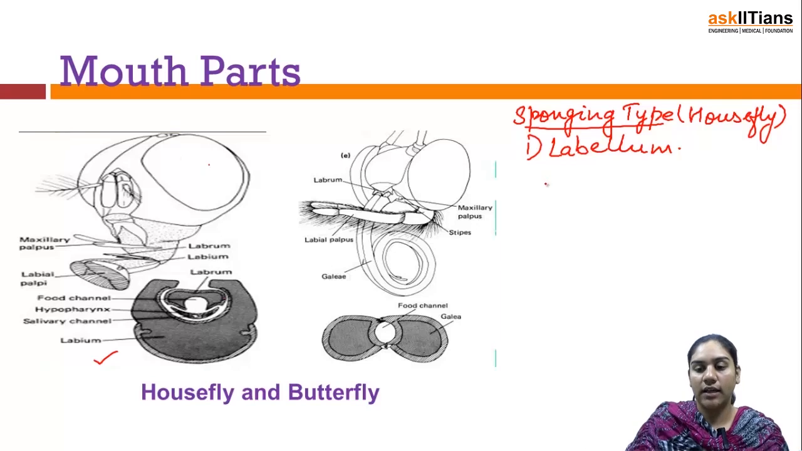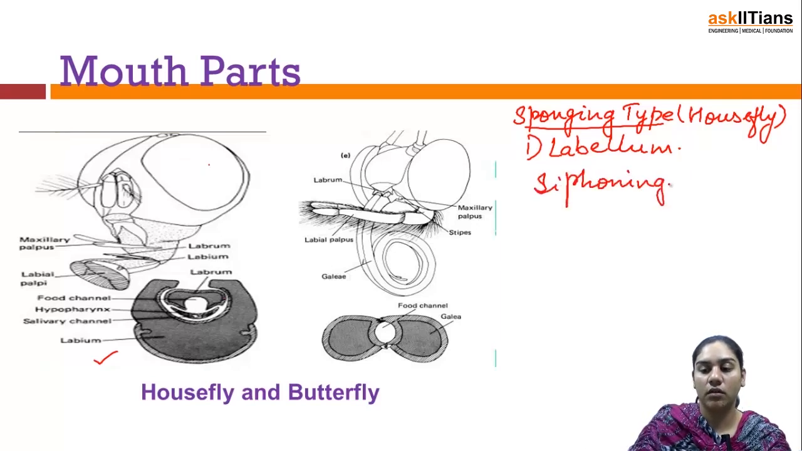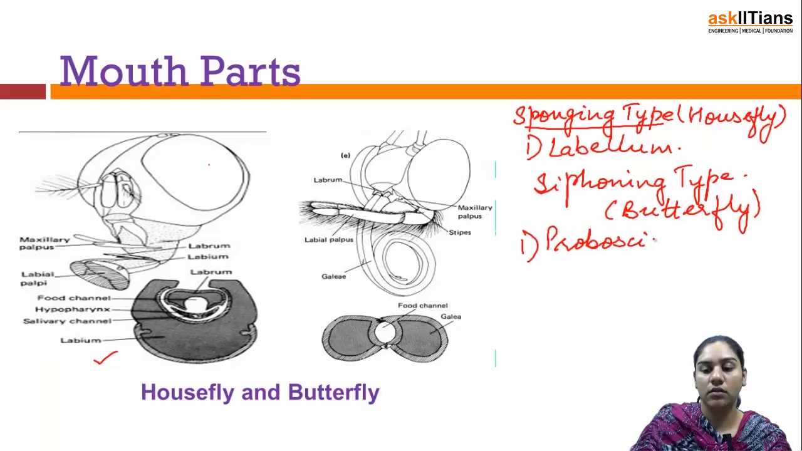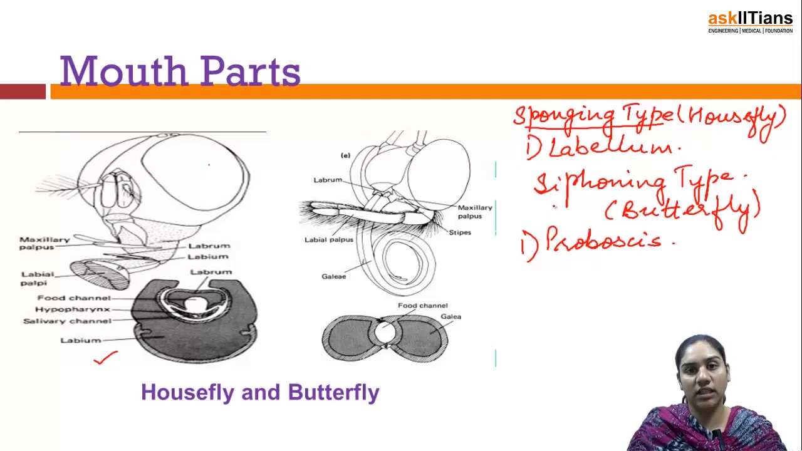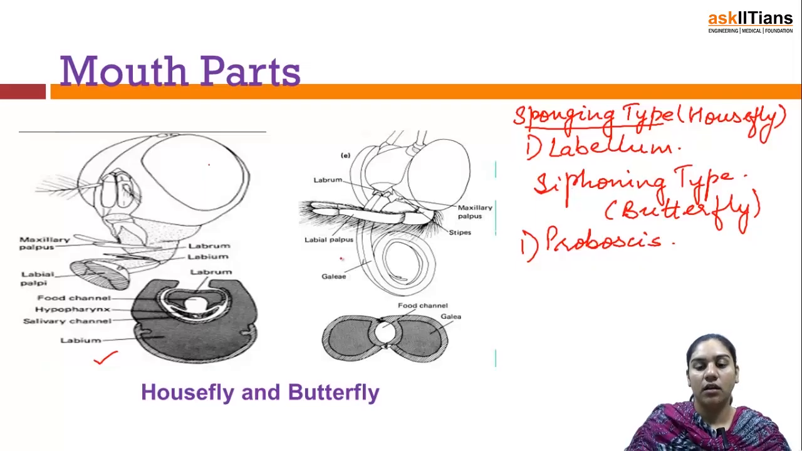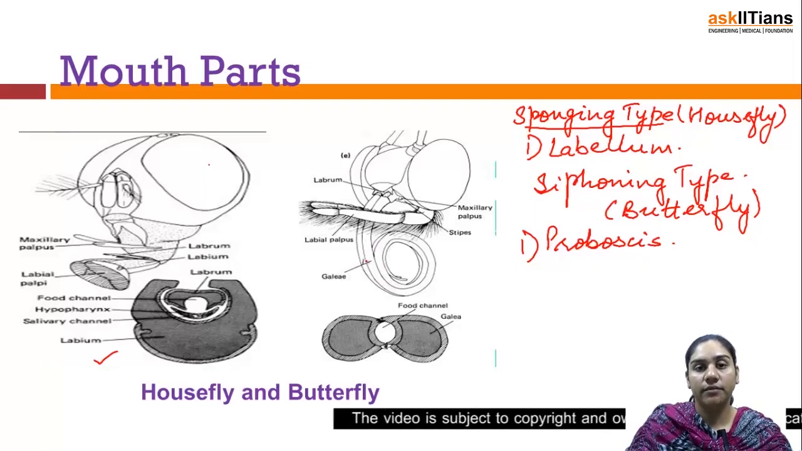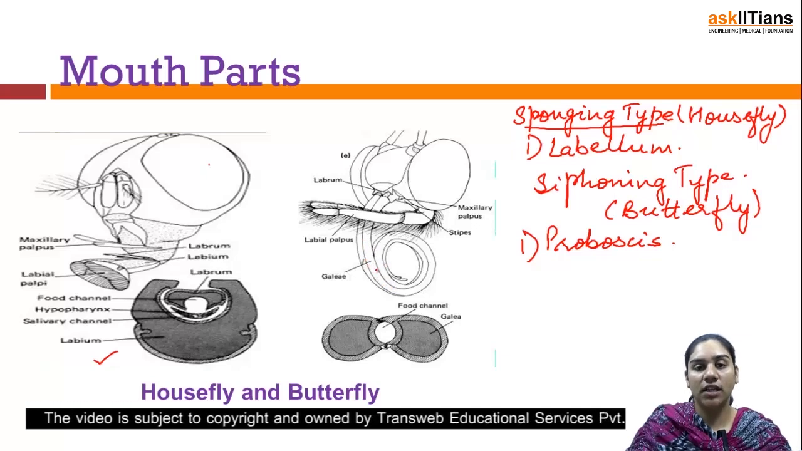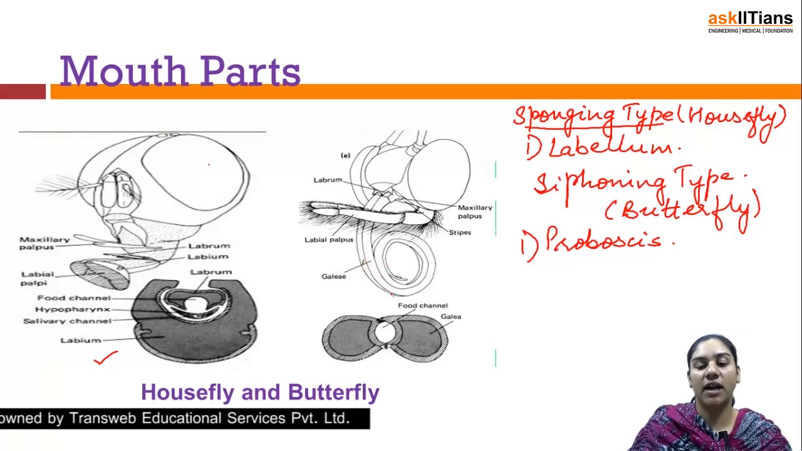The next is that of the butterfly, and they have the siphoning type of mouth parts. The main mouth part is the proboscis, and it is an elongated tube that is formed by heavily modified maxillae. These help in sucking the nectar, and it is coiled. So when it is not in use, it is coiled under the head of the butterfly like this.